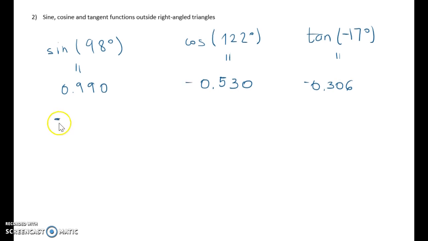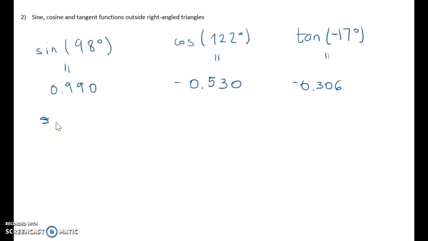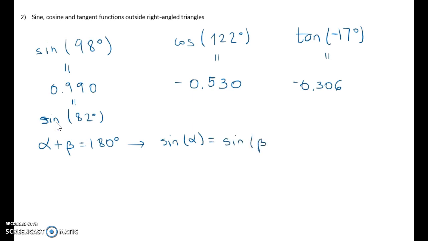Something else that is worth noticing is that if here we decide to find what is the sine of 82 degrees, we'll get the same result as when we found the sine of 98 degrees. The property that is in play here, we have seen it in class before, is that if we have two angles, let's say alpha and beta, with the property that their sum is 180 degrees, as we have over here, 98 degrees plus 82 degrees is 180 degrees, then the value of the sine of alpha is going to be the same as the value of the sine of beta.